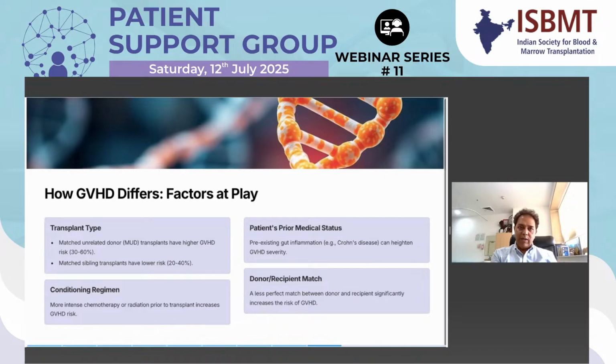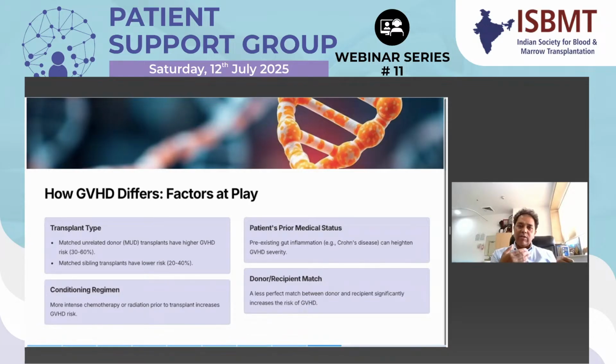Also, when we use radiation as part of the conditioning chemo, if you use a total body radiation, and sometimes we need that if we are trying to fight a very aggressive cancer, but the more intense it is, we know GVHD rates also goes up. So it's always a balancing act between how much treatment we have to give to get rid of the body with the cancer cells that are there versus whether that will cause more GVHD.